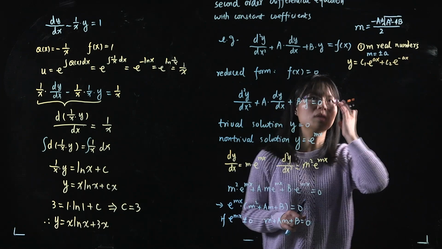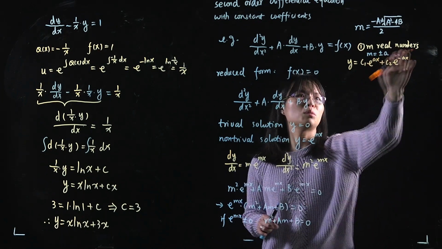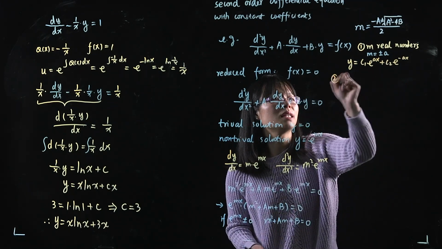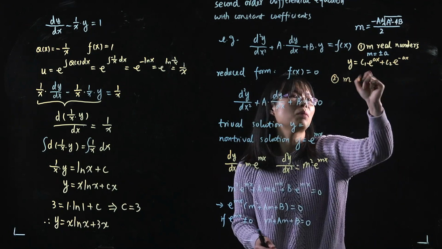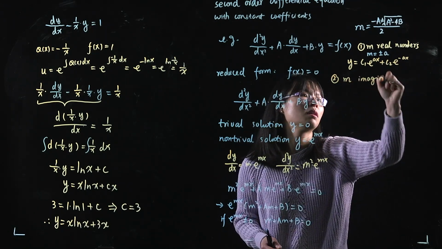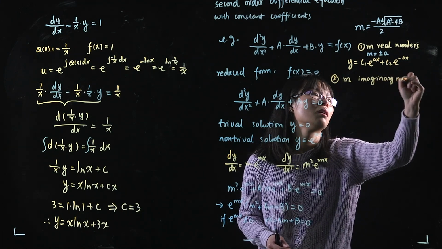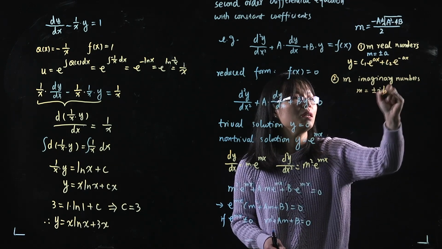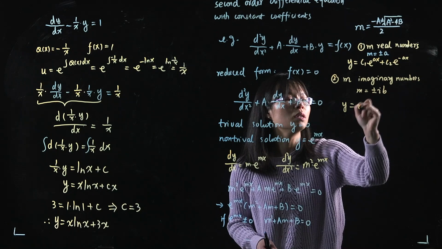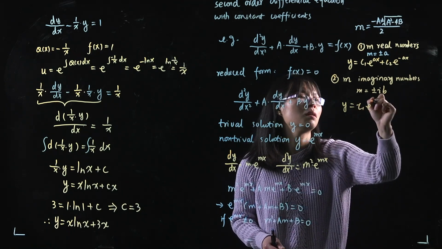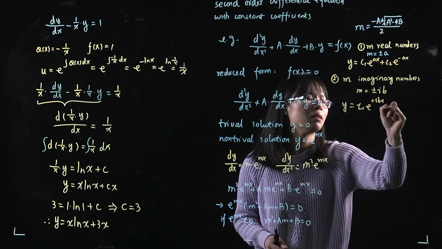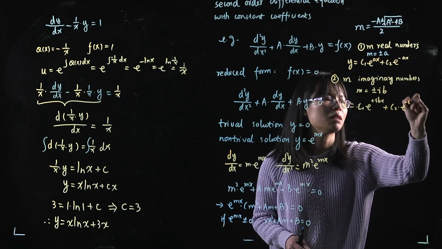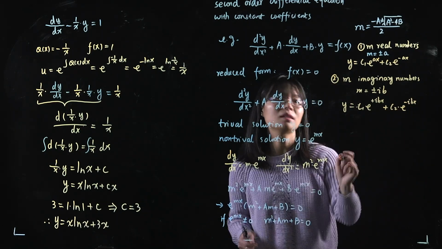This is the scenario when a is real, giving the roots for m. Okay, so that will be my solution. The second scenario is when m are imaginary numbers, where m equals plus minus ib. Then my solution y equals c1 times e^(ibx) plus c2 times e^(minus ibx). This is the second scenario.